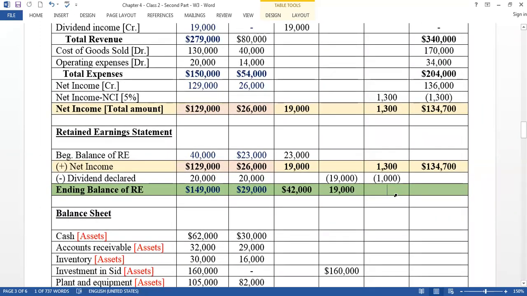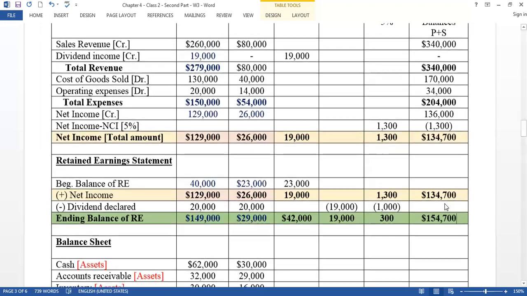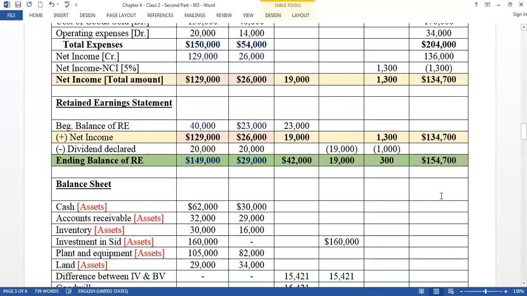Now calculate the balance. How much is the balance here now? 300, right? Because this is the net income, and from net income the company paid dividend. So the retained earnings ending balance is $300, and here the retained earnings ending balance is 154,700.